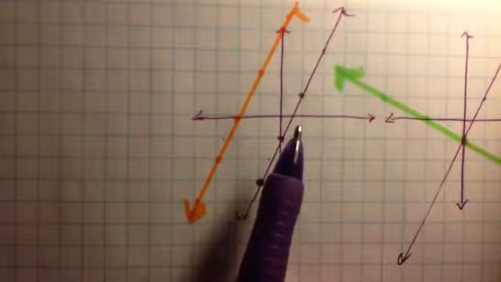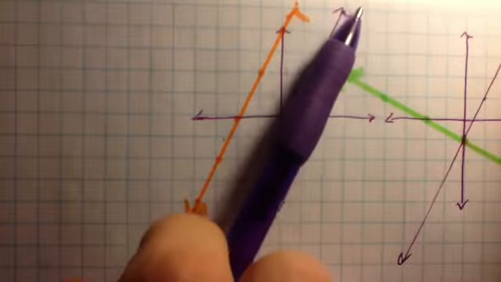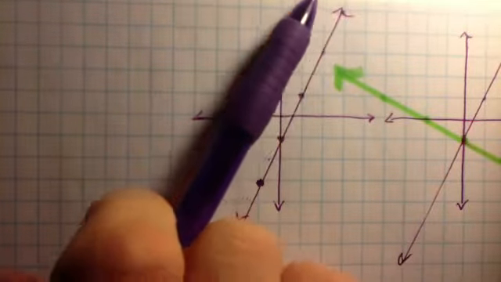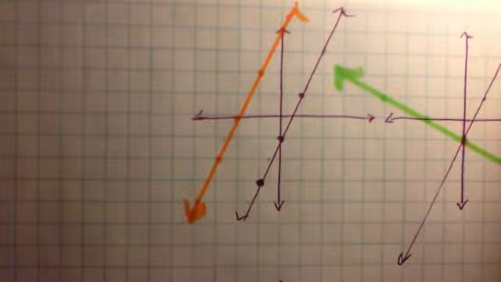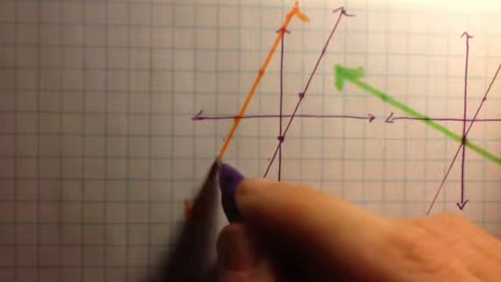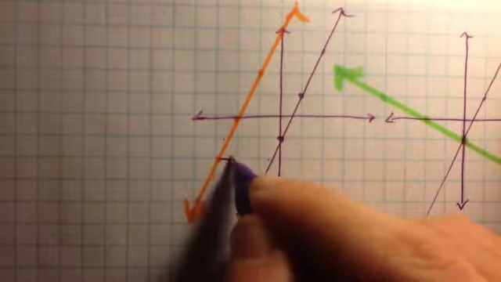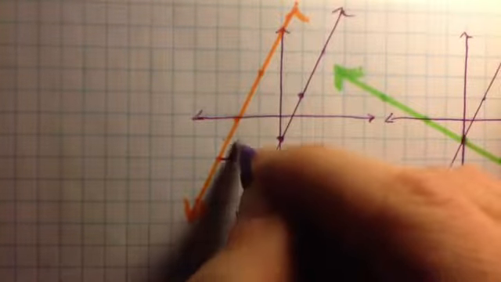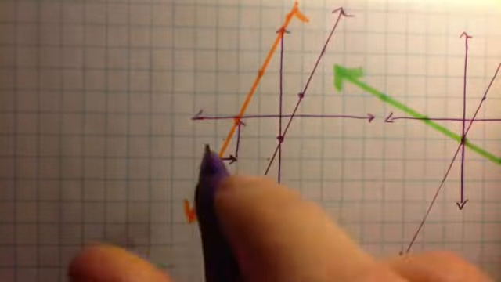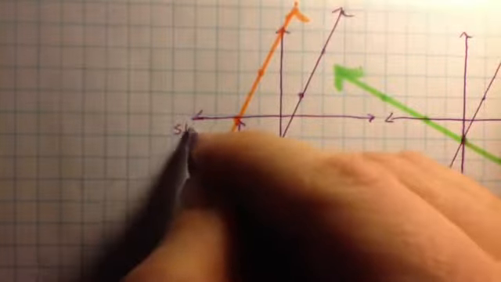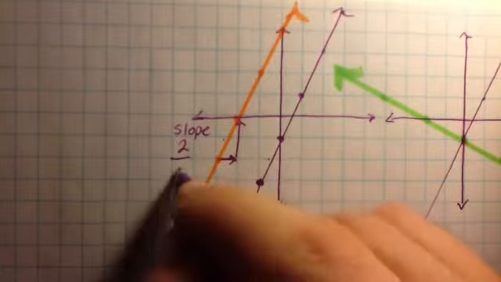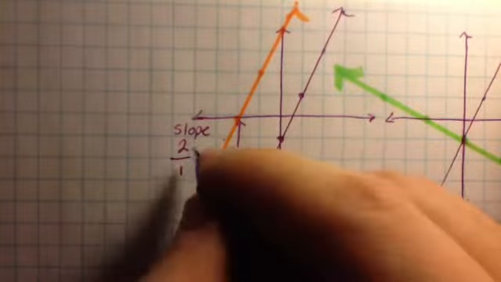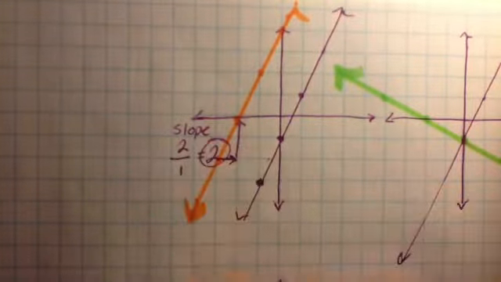One way that we can check that they're parallel is that they're going to have the same kind of slope, the same level of steepness, or the same angle right here. So if we check the slope using rise over run, we notice that this one goes over 1 and up 2. So the slope of the orange line: the rise is 2 and the run is 1. So the slope is 2 over 1 or just 2.